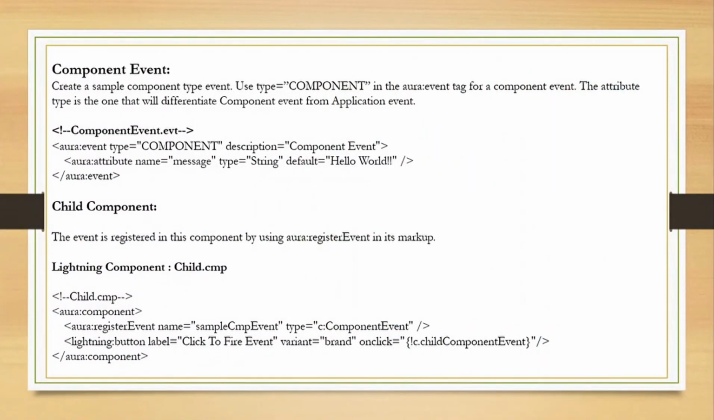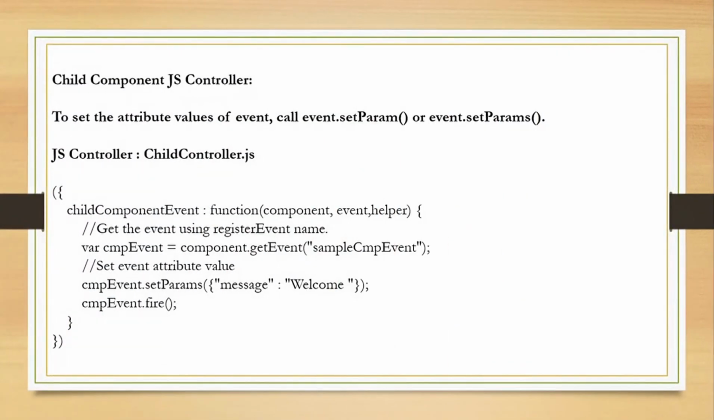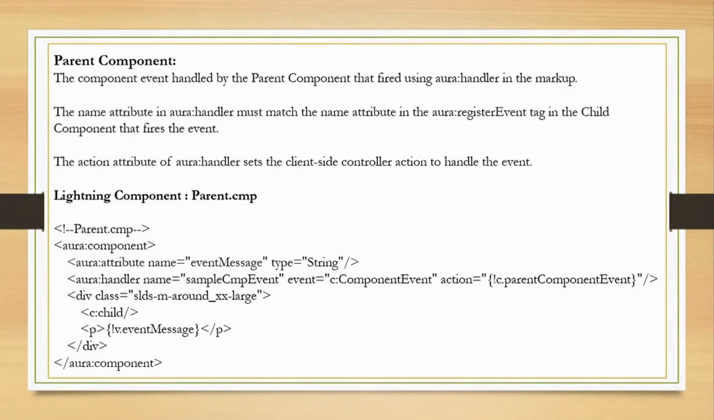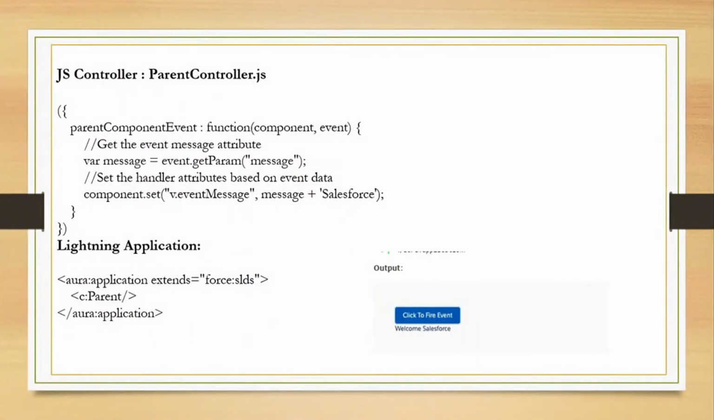This is the component event, child component. You can refer here, and you can pause this video and read all the values which are written. Child component, JS controller, parent component, lightningParentComponent.cmp, JS controller of the parent component, lightning action, and here is the output. Click here to fire the event. Welcome Salesforce.